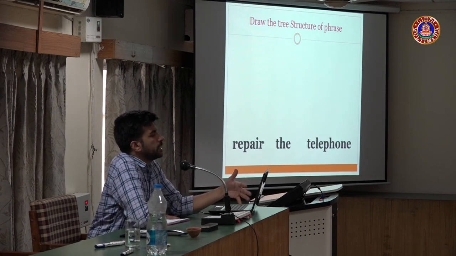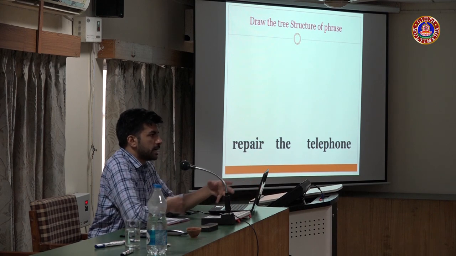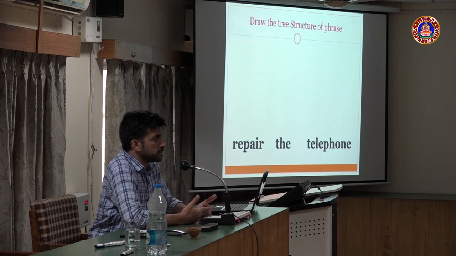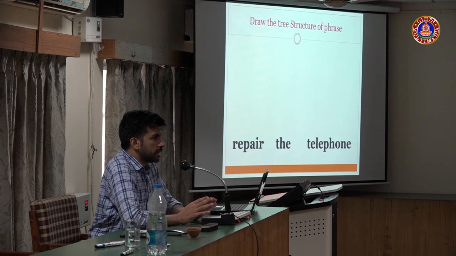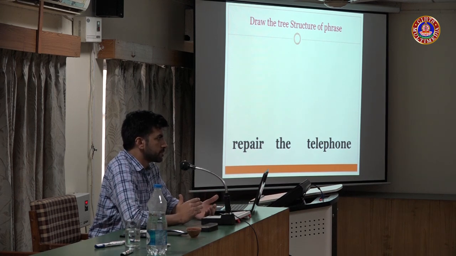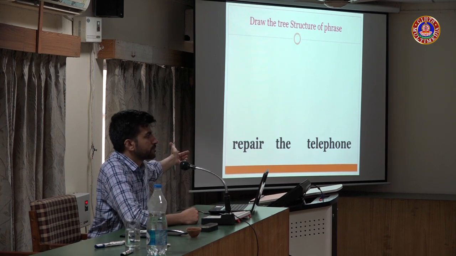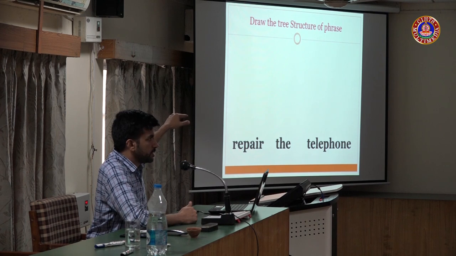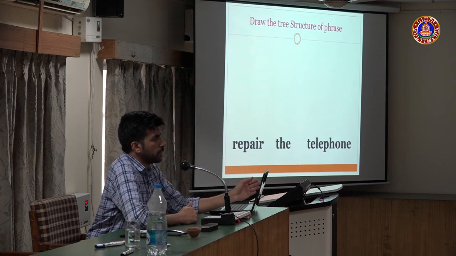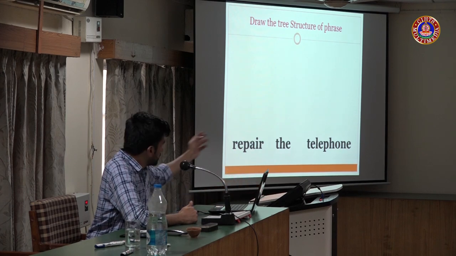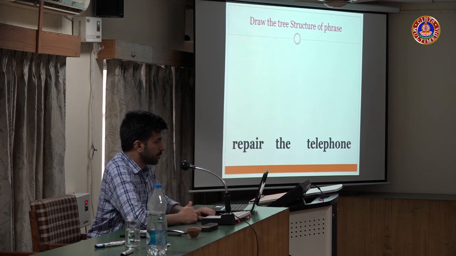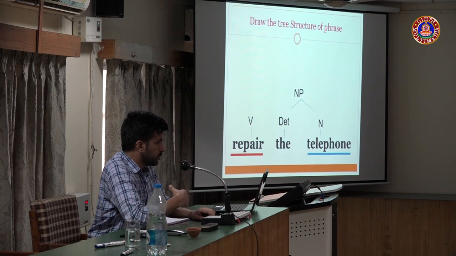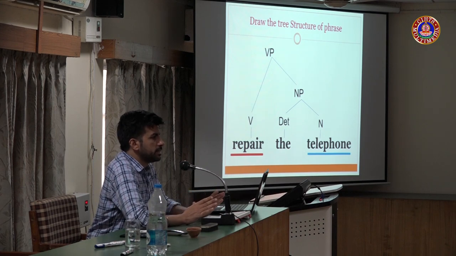We are doing this slowly, but these tree diagrams are extremely important. They help us understand the inner combinations and meanings of sentences. Let's first take "repair the telephone." Now, our main words are repair, which is the verb, and telephone, the noun, but the is a determiner, an article. So we will write it the same way: we'll just underline repair and telephone. We have a noun phrase with a determiner and a noun, and the verb phrase carries that noun phrase.